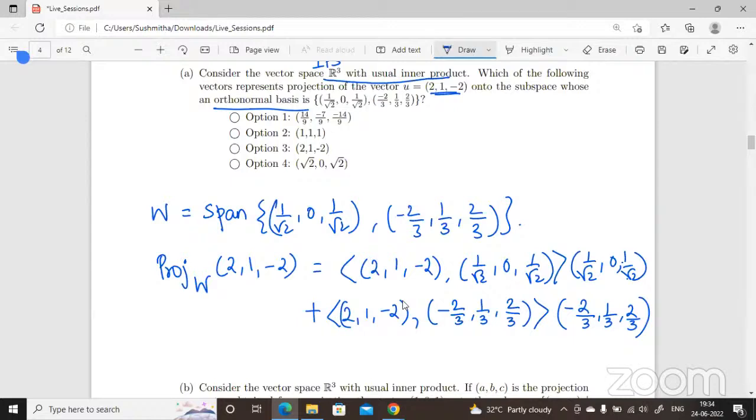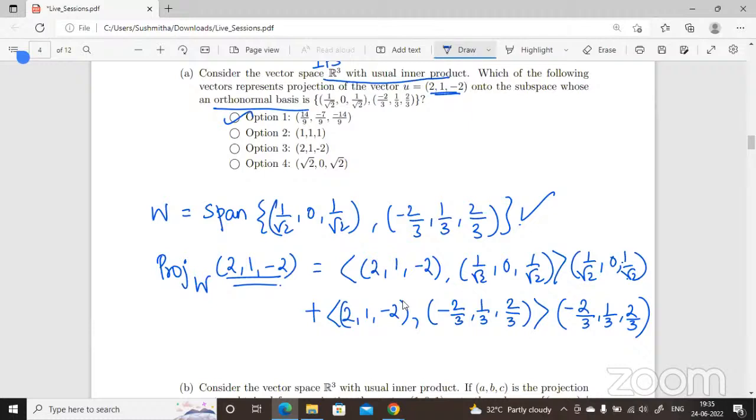So you just calculate the first option. Yeah, you just calculate that and then you will get the answer. That is the projection of this vector onto the subspace spanned by these two vectors.